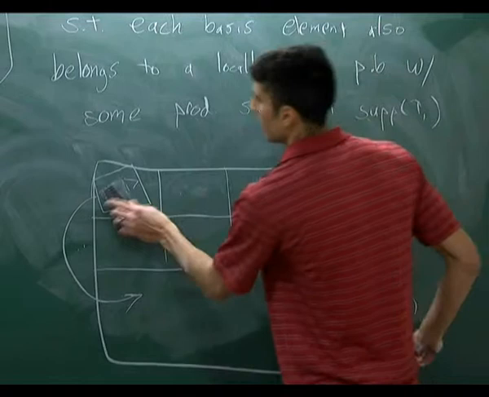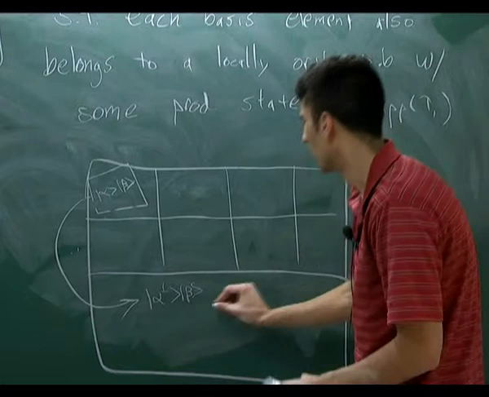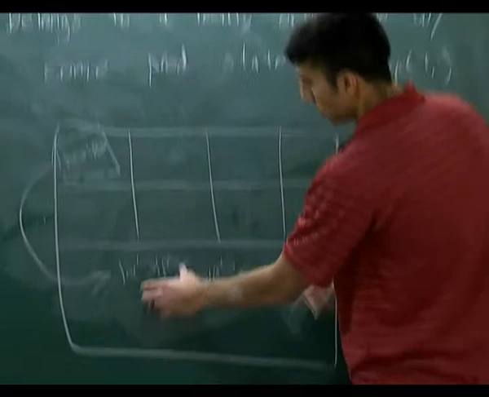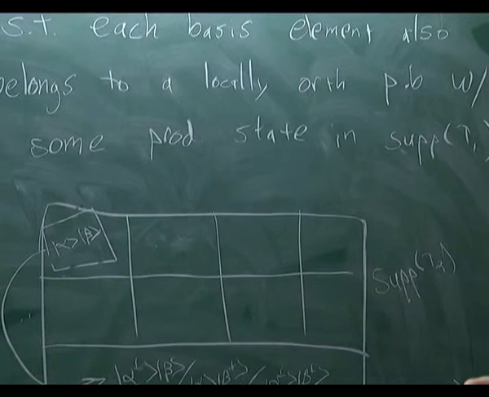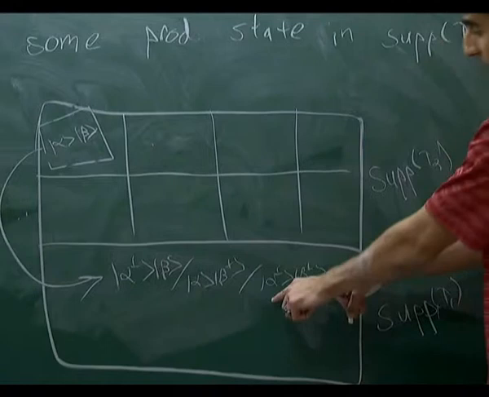Let's make it clear. Let's just say alpha beta. So this is just some alpha beta here. In this space, we must be able to find an alpha perp beta, or an alpha beta perp, or some alpha perp beta perp. So what I mean is that if you look at any two of these, they would form a locally orthogonal product basis. Essentially, you're taking an alpha, fixing beta, and finding some state orthogonal to it, or you fix alpha and find some state orthogonal to beta, or you find some state that's orthogonal to both alpha and beta.